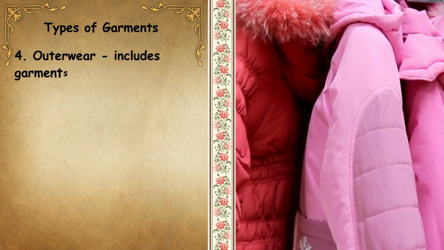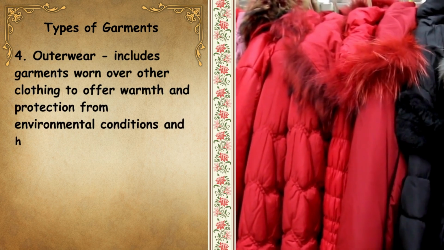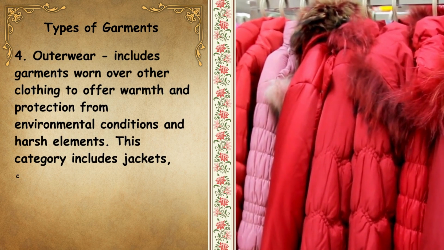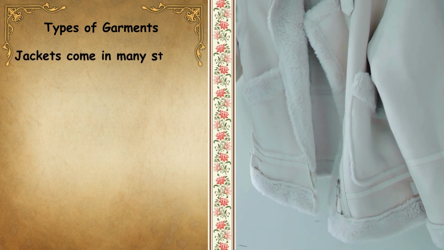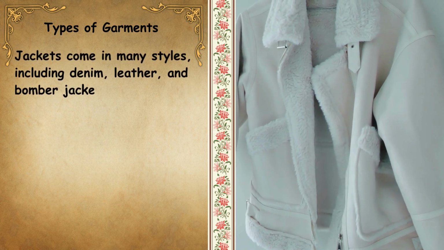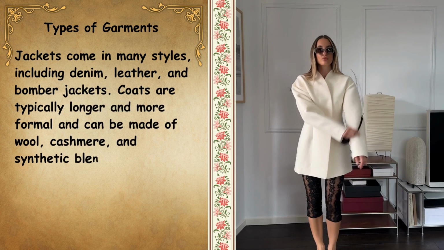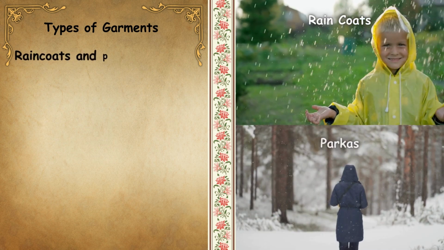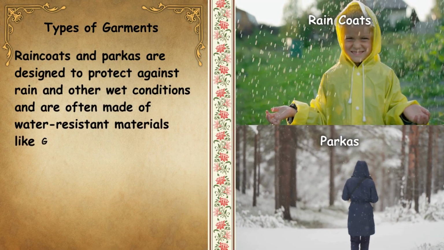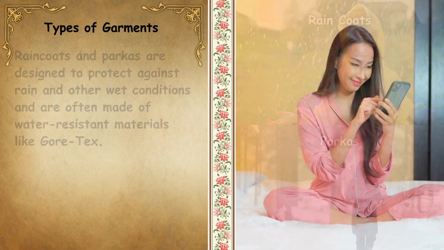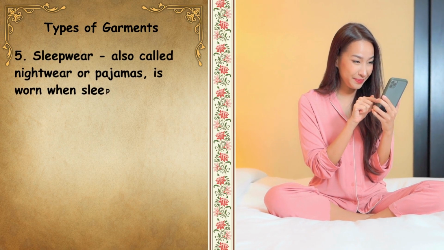4. Outerwear. It includes garments worn over other clothing to offer warmth and protection from environmental conditions and harsh elements. This category includes jackets, coats, raincoats, and parkas. Jackets come in many styles, including denim, leather, and bomber jackets. Coats are typically longer and more formal and can be made of wool, cashmere, and synthetic blends. Raincoats and parkas are designed to protect against rain and other wet conditions and are often made of water-resistant materials like Gore-Tex.